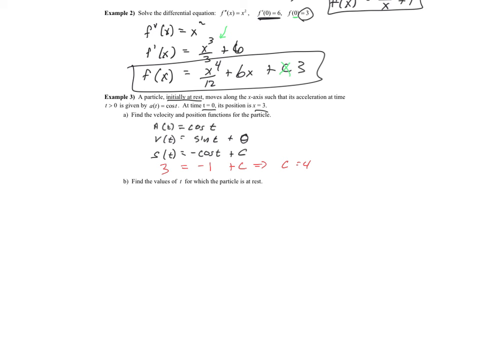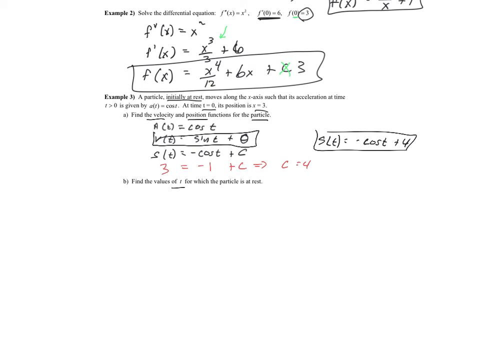All right, so then let's make sure we're answering the questions here. Find the velocity and position functions for the particle. Okay, so I have my velocity, and then my position function s of t is going to be the opposite of the cosine of t plus 4.